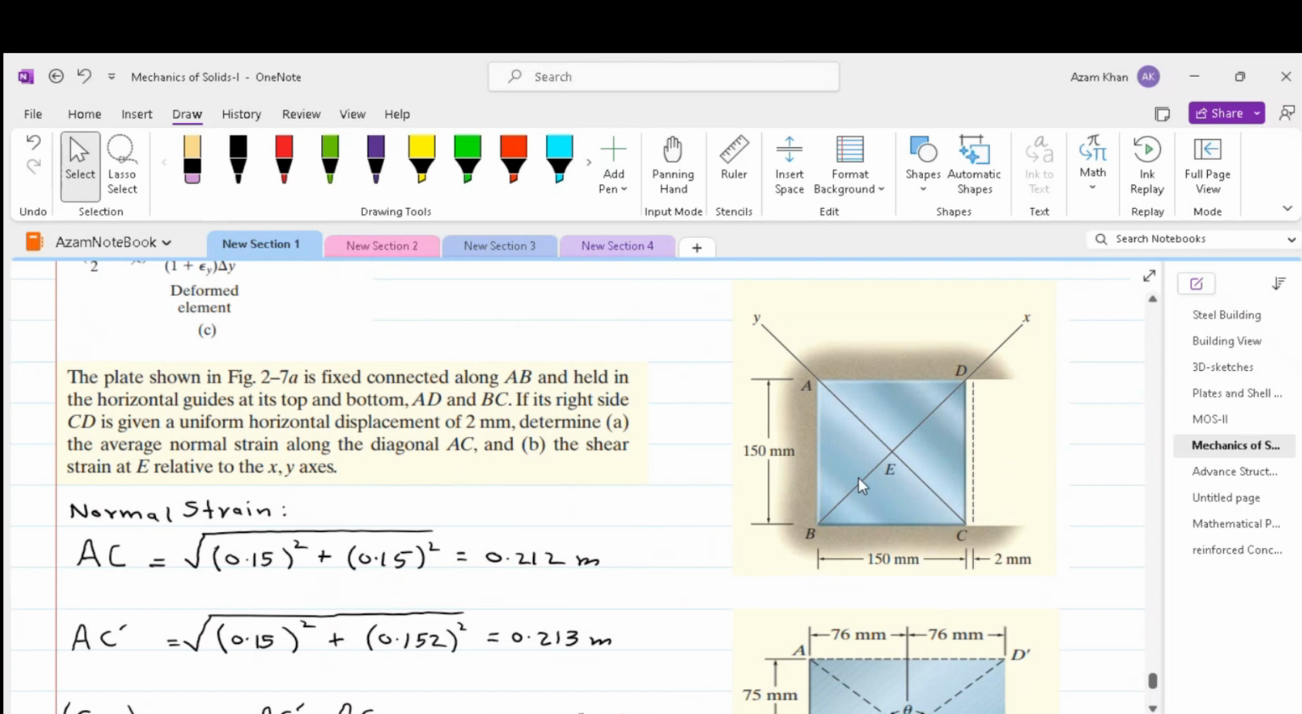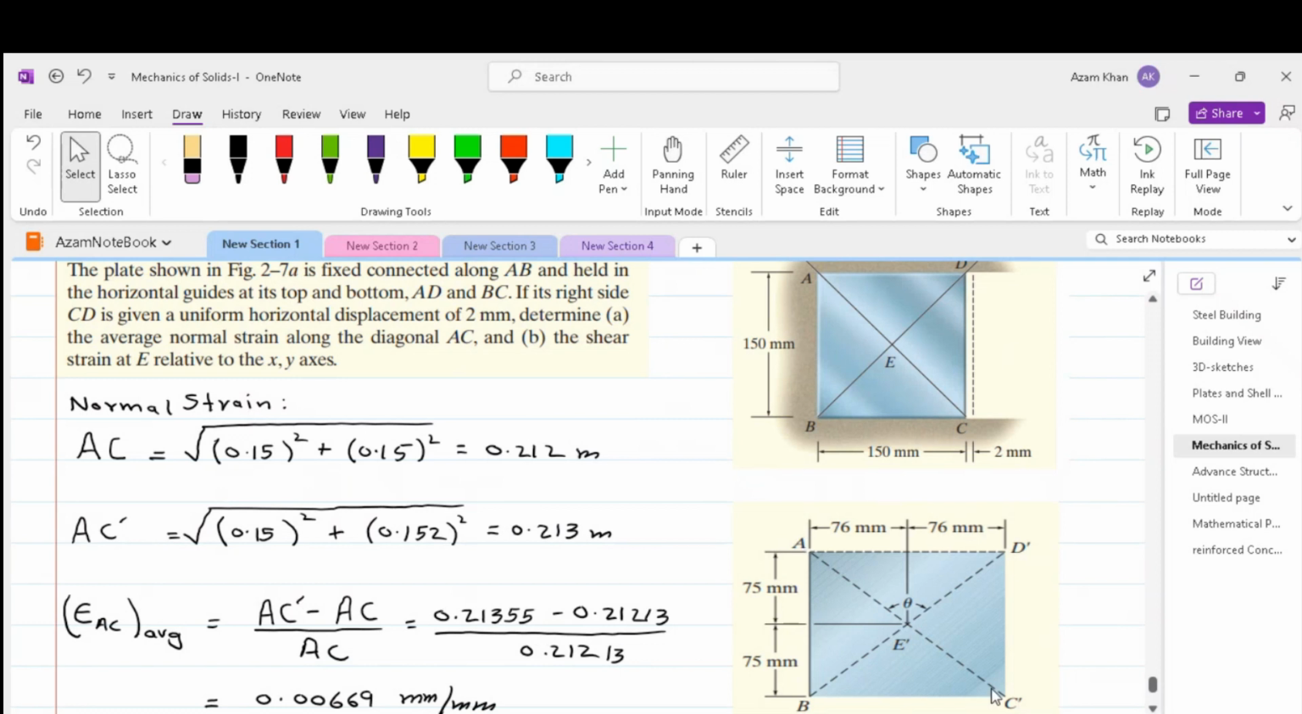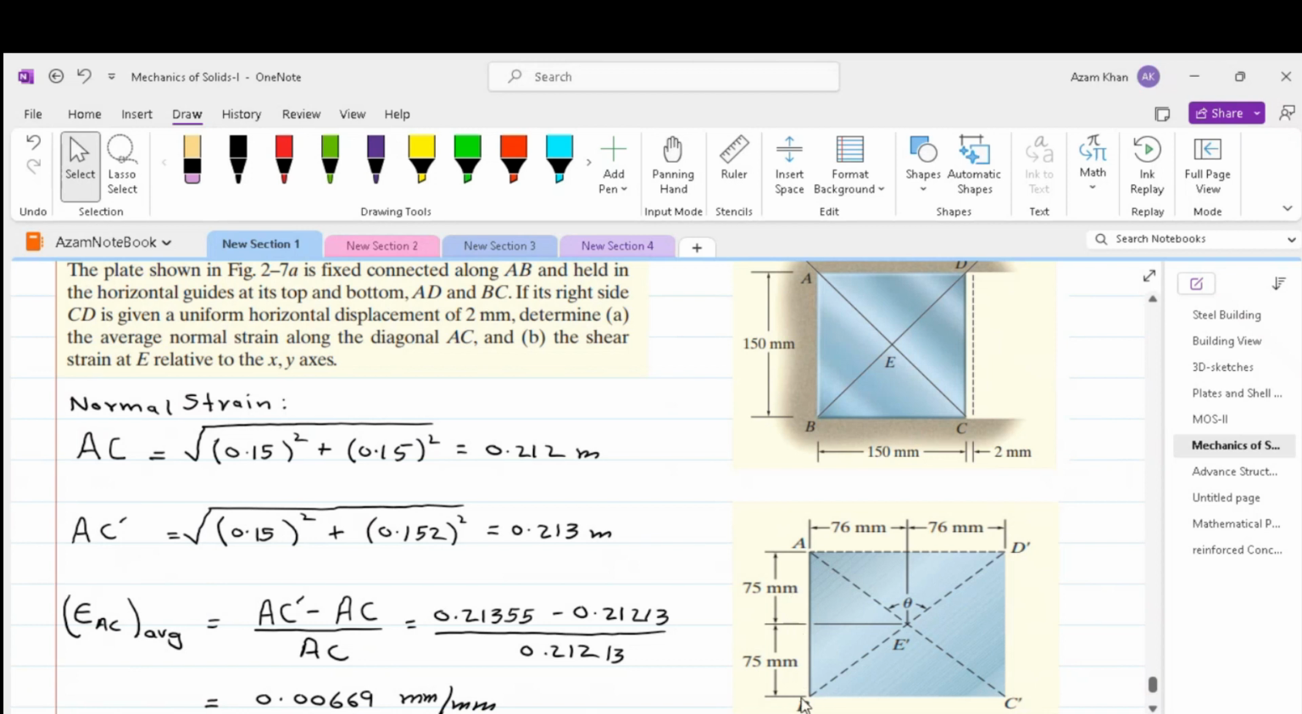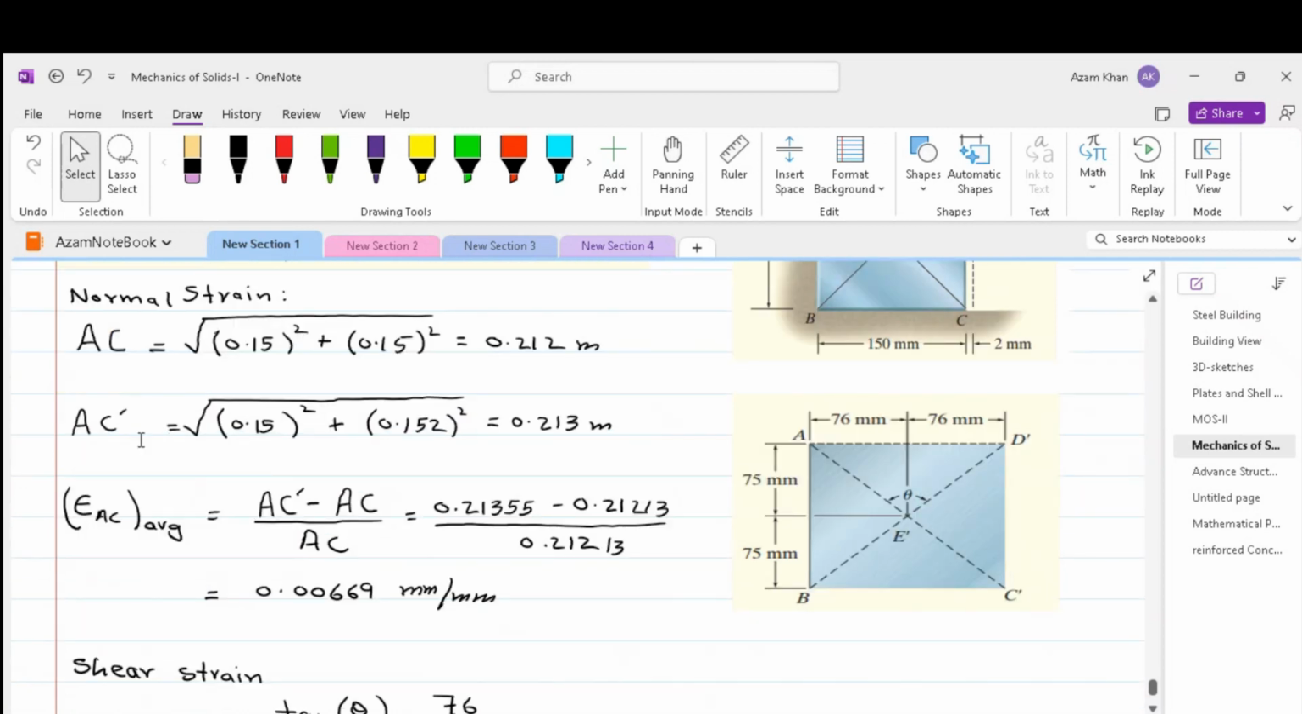In order to find out the normal strain along the diagonal AC, we take the original length AC and the final length AC dash, because A stays at the same position and C moves, so we can call it AC dash. AC, using Pythagoras theorem, is the square root of 0.15 squared plus 0.15 squared. AC dash, on the other hand, is 0.15 in the y direction and 0.152 in the x direction, so it is the square root of 0.152 squared plus 0.15 squared.